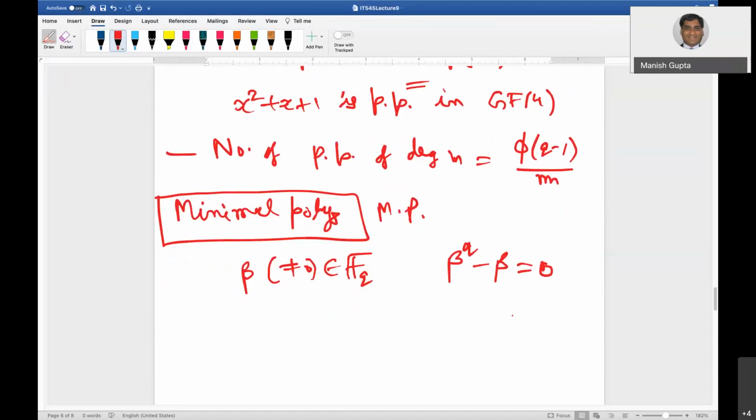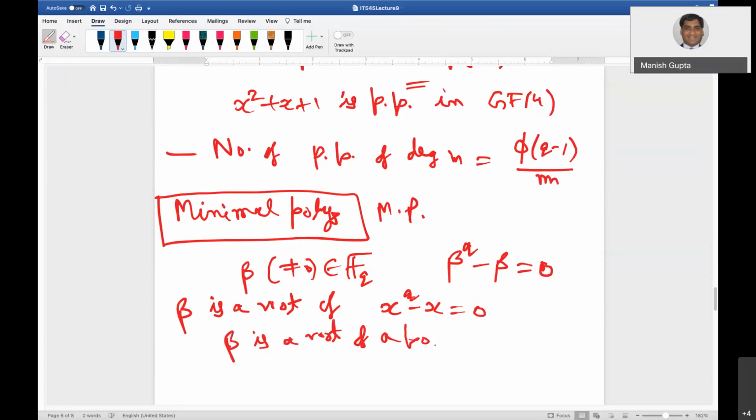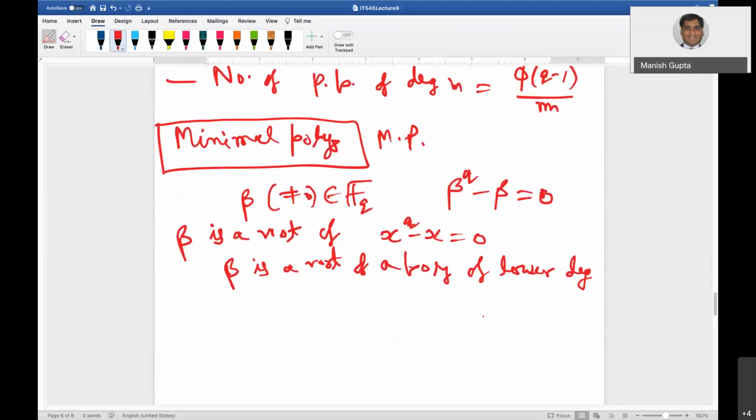So beta is a root of x raised to power Q minus x is equal to 0. ठीक है ना? Now it may happen that beta is a root of a polynomial of lower degree. ये जो polynomial है इससे lower degree polynomial को satisfy करे. Okay, so that polynomial is known as minimal polynomial.